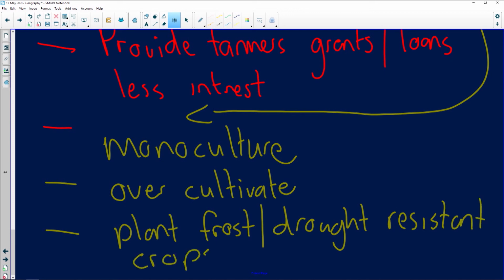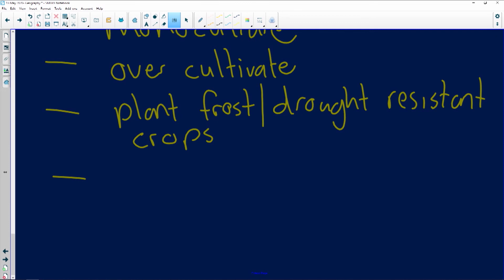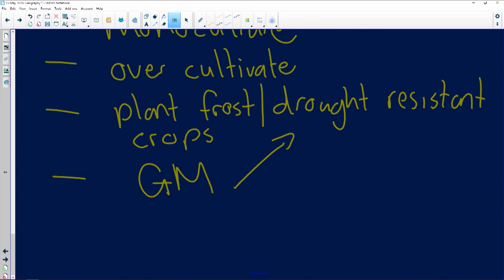So it means even though we experience frost in the winter, where it will usually kill the crop, it will be able to be resistant, be able to survive. The same with drought-resistant type of crops. It's crops that need very little irrigation or water to be able to survive. So we need to look at techniques as well. And then lastly, we need to go and look at genetically modified crops. Genetically modified crops is basically crops that have been genetically modified to make them drought resistant or to make them frost resistant.